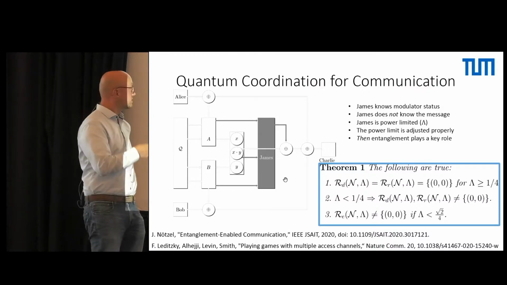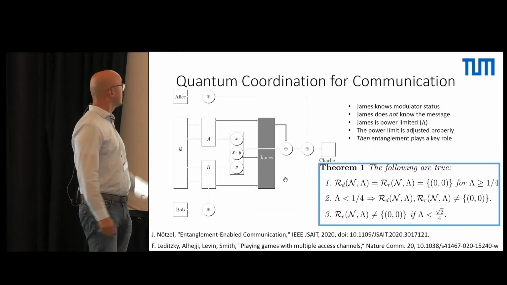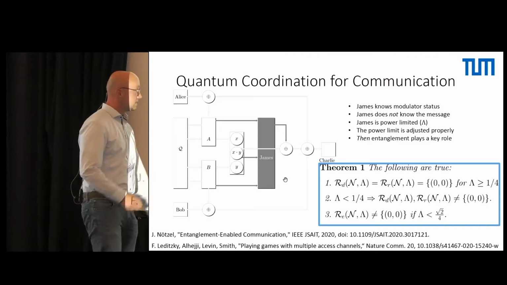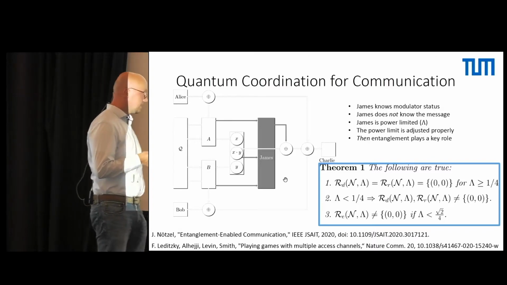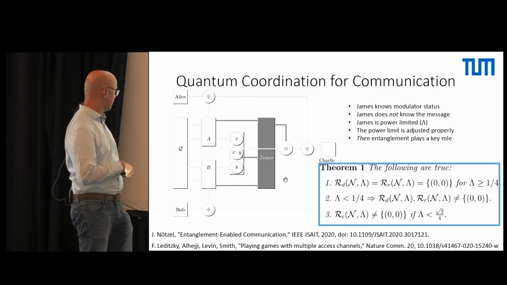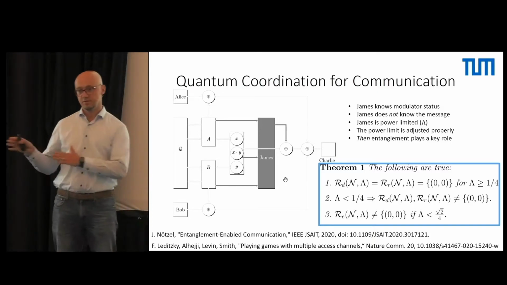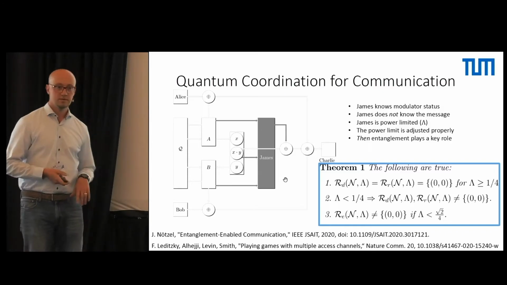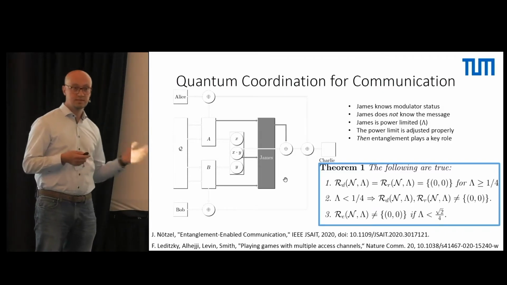And this only works if you give the entanglement to Alice and Bob. Yeah, there's also related work here by Leditsky, Alehi, Levin, and Smith in a different context where they study the impact of the shared entanglement on the complexity.